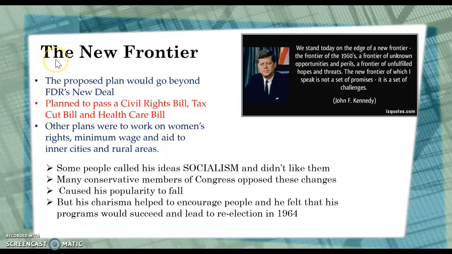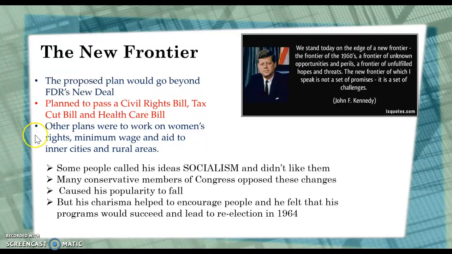So as other presidents in the past, JFK had a plan for his presidency, and he referred to it as the New Frontier. That's a word you're going to need to remember, so remember that one. The proposed plan would go beyond what FDR did in his New Deal program. So this is big. He planned to also pass a civil rights bill, a tax cut bill, and a health care bill. Those are familiar phrases we hear from lots of presidents. Whether or not they can actually do these things is a different story. But that's his plan.